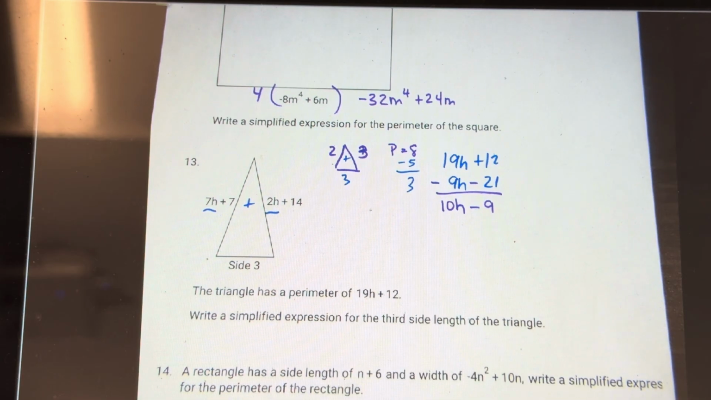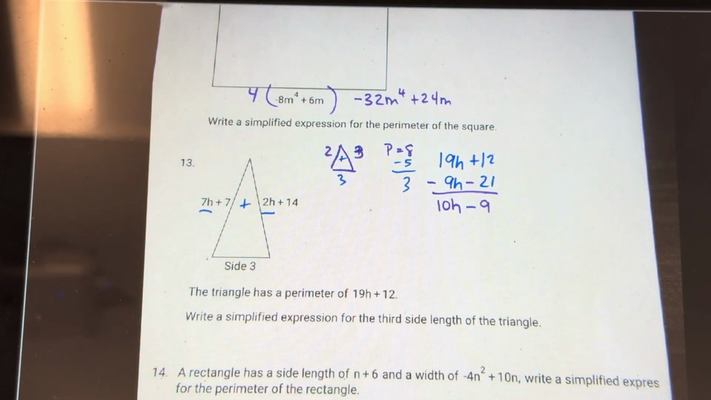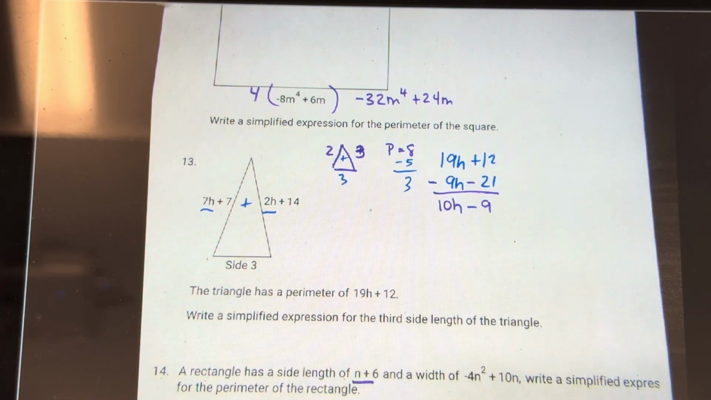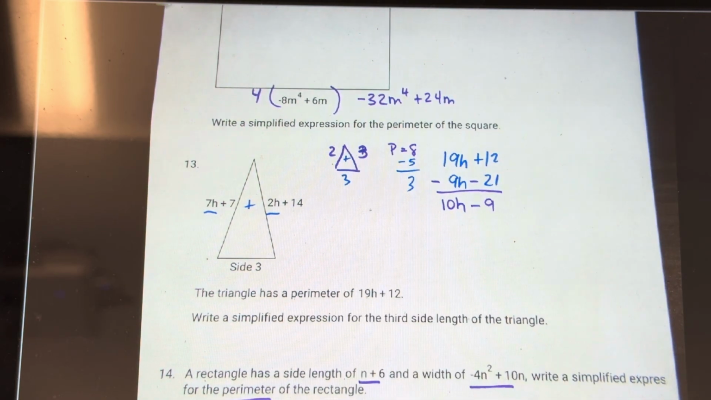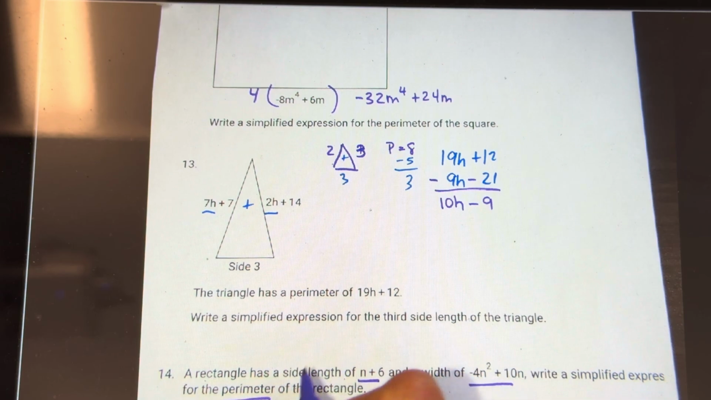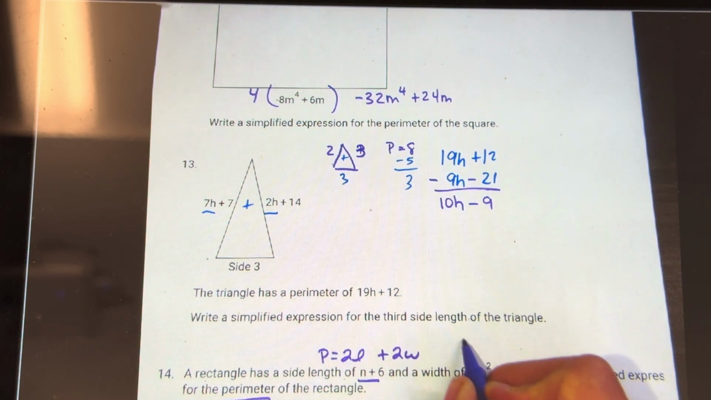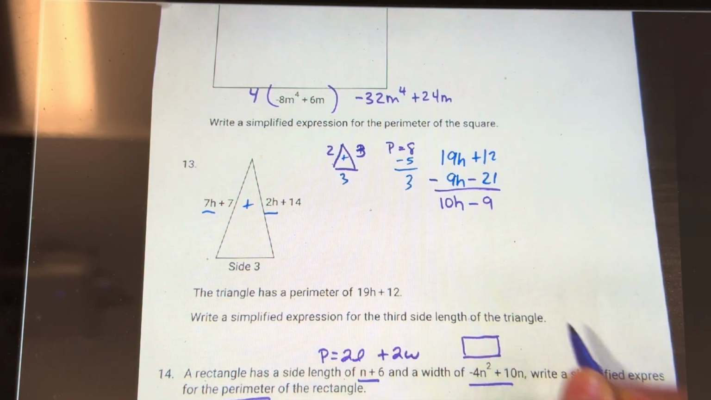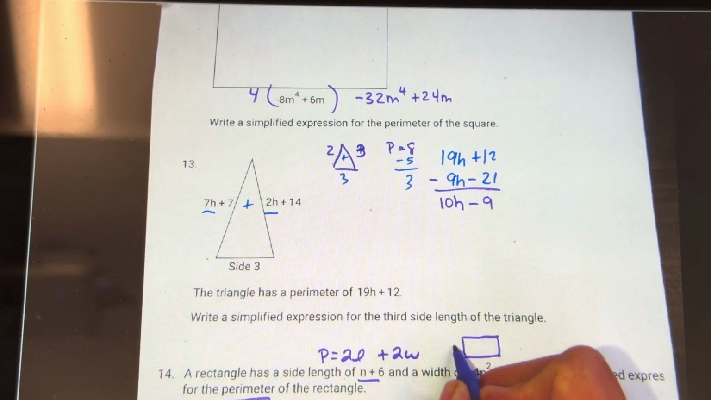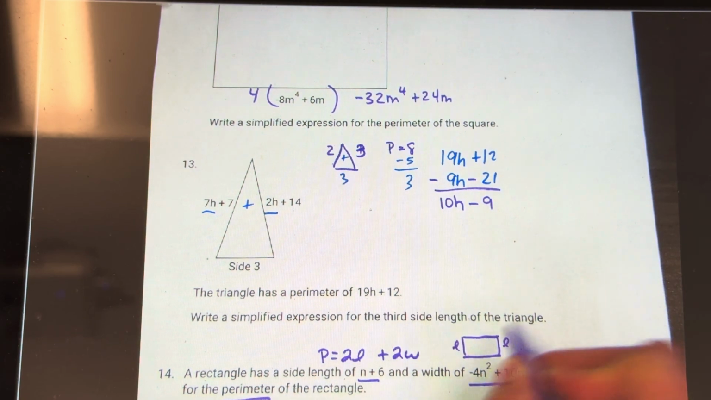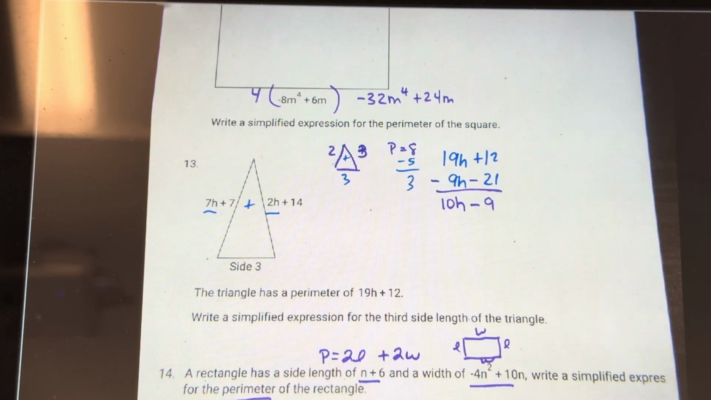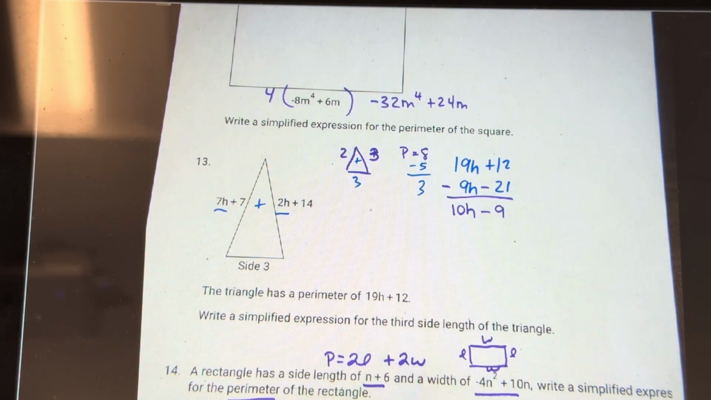Number 14, a rectangle has side length. So we have length, side length, and width, and find the perimeter. So on number 11, we have the perimeter formula. So perimeter is twice the length plus twice the width, or you draw your rectangle out. If you've got 2 lengths and 2 widths, so we're going to multiply these times 2 and then add them together.